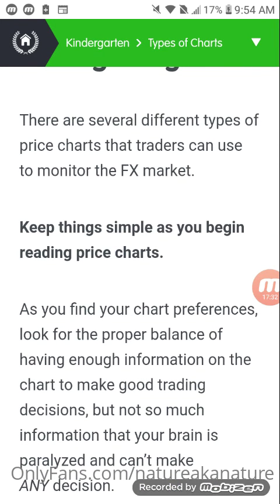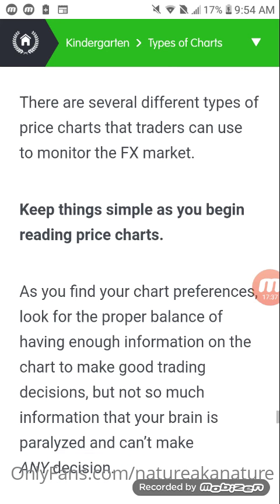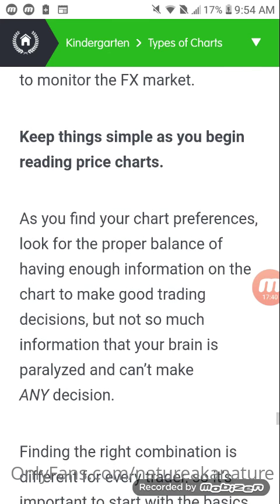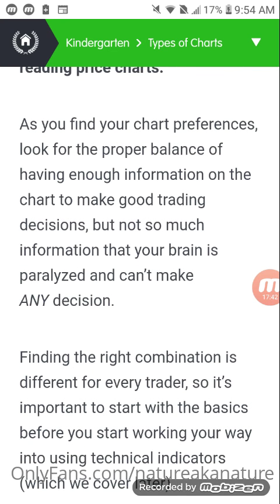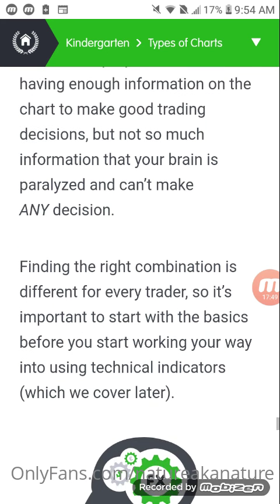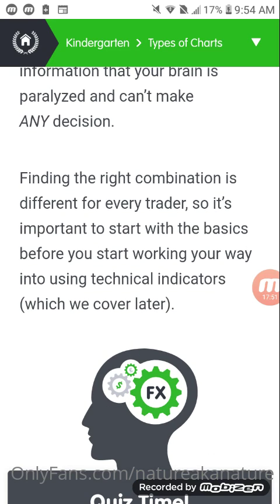Putting it together, there are different types of price charts that traders can use to monitor the forex market. Keep things simple as you begin reading price charts. As you find your chart preferences, look for a proper balance of having enough information on the chart to make good trading decisions, but not so much information that your brain is paralyzed and you can't make any decision. Finding the right combination is different for every trader. It's important to start with the basics before you work your way into using technical indicators like Fibonacci and moving averages, which we will cover later.